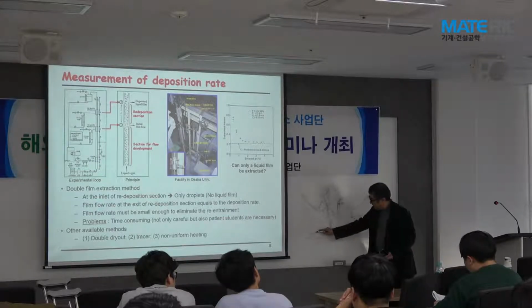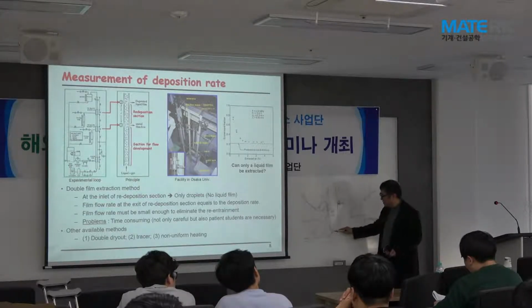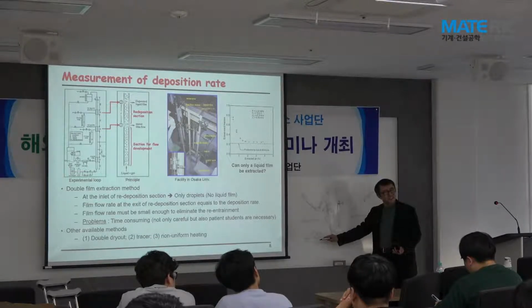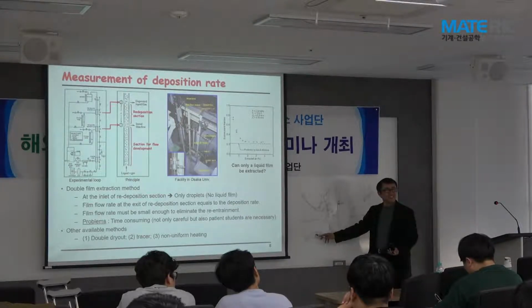Therefore, maybe you have this kind of wavy interface and some droplets. So I'm not very sure. Is this droplet or liquid film? It's very difficult. And how fast is this droplet?